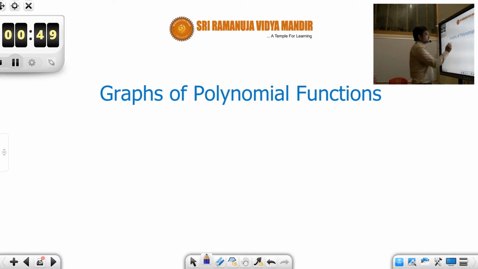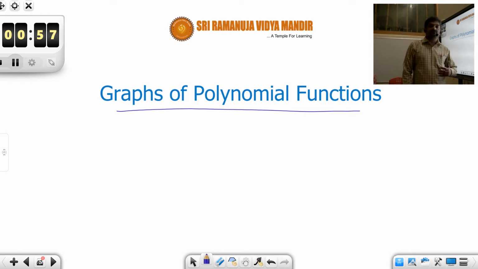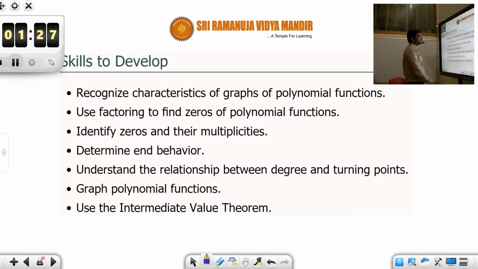So what is our goal? It is to learn the graphs of polynomial functions. Okay, there are two things we have to learn. If you are given a polynomial expression, you should be able to recognize how it looks on graph paper. And the other thing is, if you are given a graph of a polynomial function, you should be able to approximately guess the polynomial expression. Okay, there are two ways, and we need to learn both. Let's look at how we can implement the skills.